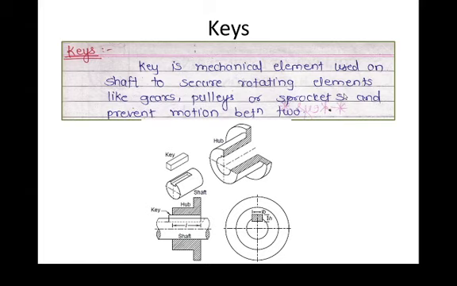Now a key is one of the mechanical elements used on the shaft to secure rotating elements like gears, pulleys or sprockets and prevent motion between these two. These keys will avoid the relative motion between the rotating parts. Suppose a gear is mounted on the shaft. As the shaft rotates, the gear will also rotate. For easy mounting and dismounting, we have to provide a key and a keyway slot between the shaft and gear.